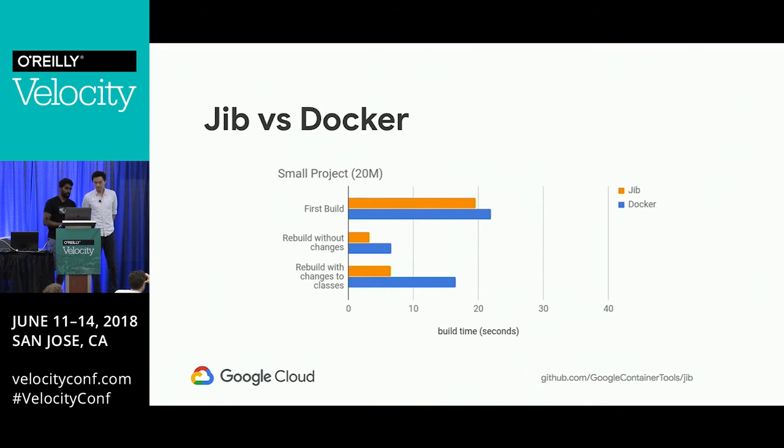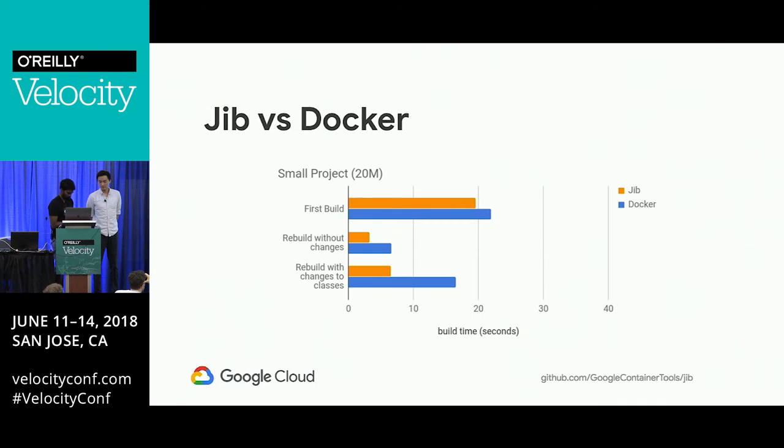If you rebuild without changes, they're both pretty fast because they just have to go through the motions of deciding nothing's changed. However, when you rebuild with changes to, let's say, just your class files, Jib is only going to resend your classes layer, whereas a traditional Docker build will send your whole application over because that's what you told it to do. And here it's the difference between 5 and, say, 15 seconds.